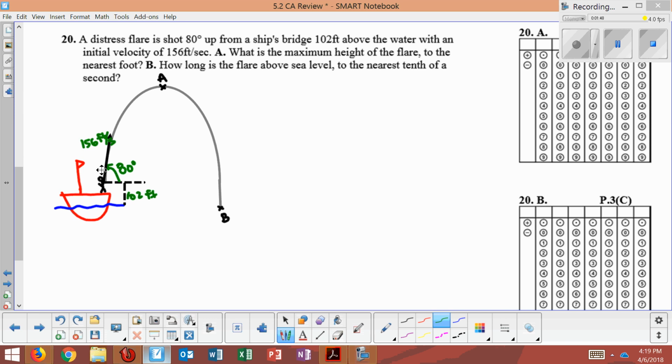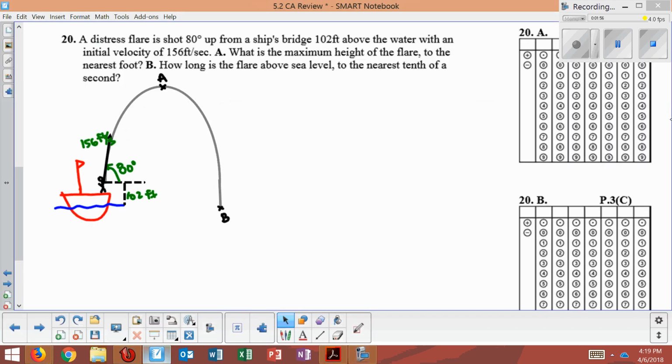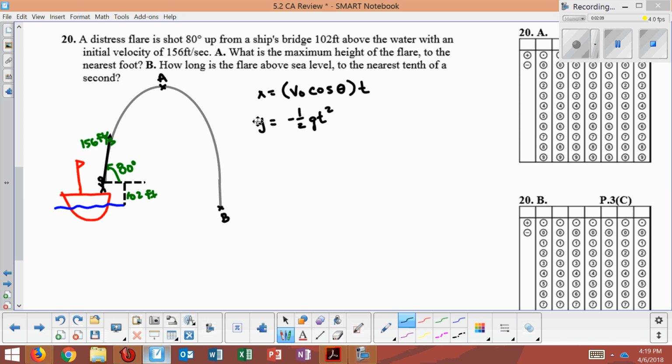Now, we're going to use the same formula we've been using to solve for this. We're going to go to projectile motion and use these two formulas. So we have that x equals the initial velocity times cosine theta times time. Y is going to equal negative 1/2 gravity times time squared plus initial velocity times sine of theta times time plus the initial height.